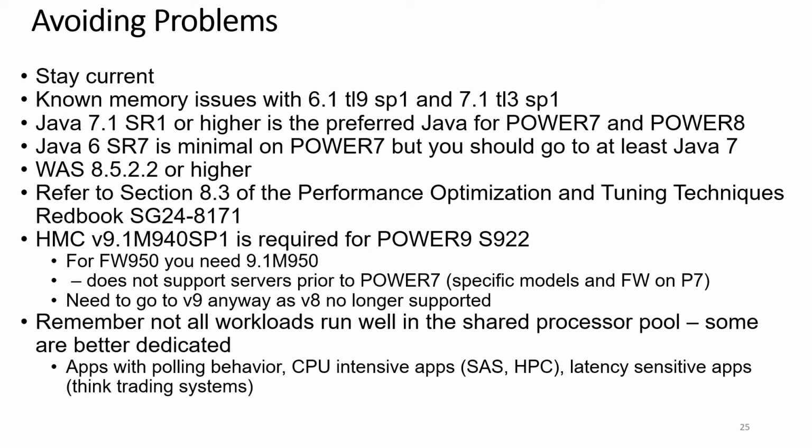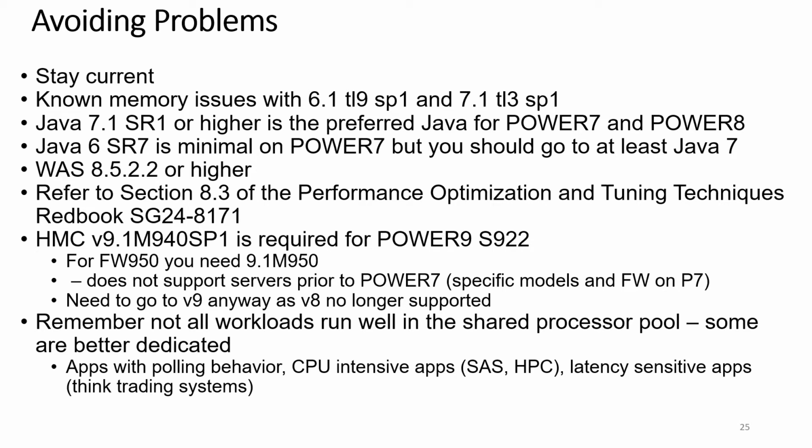Also be aware that as you move to Power 9 and Power 10, there are minimum HMC requirements. And in fact, for Power 9, it's HMC 9.1 modification level 940. As you move on, you'll find that you'll go to firmware 950 and 951, but be aware that those only run on specific models of the HMC, and they do not support servers prior to Power 7 Plus. Version 8 is no longer supported, so you have to be on version 9 anyway.